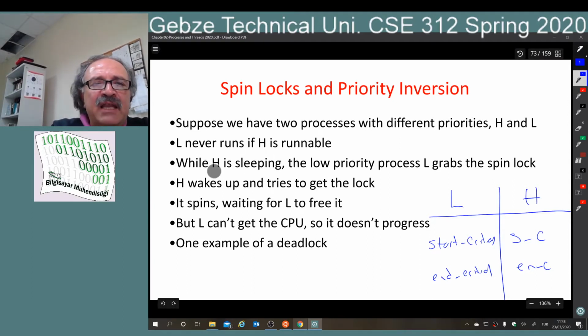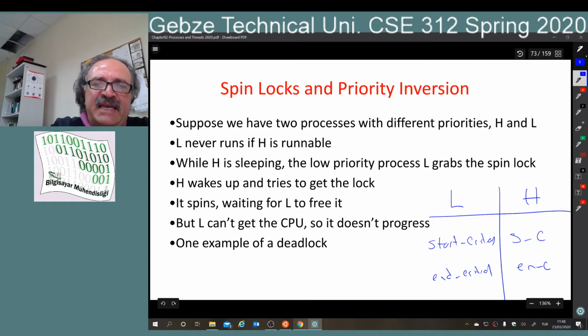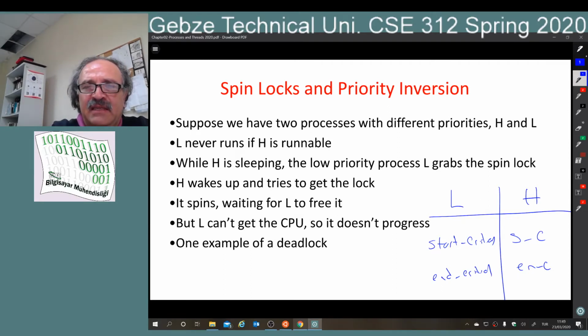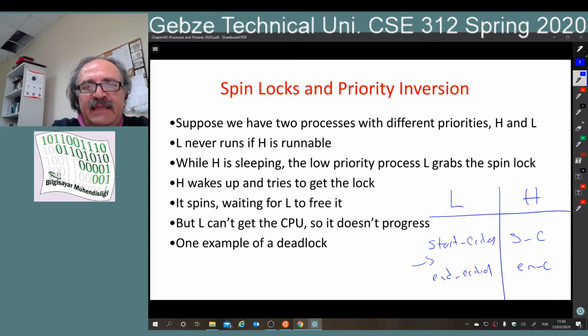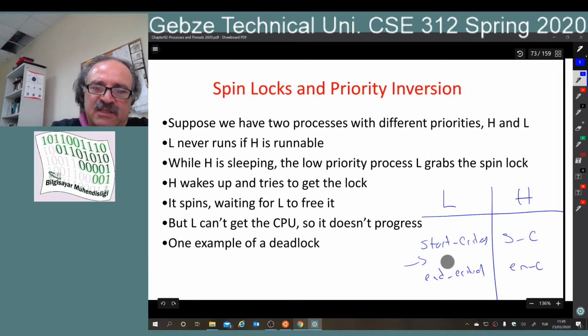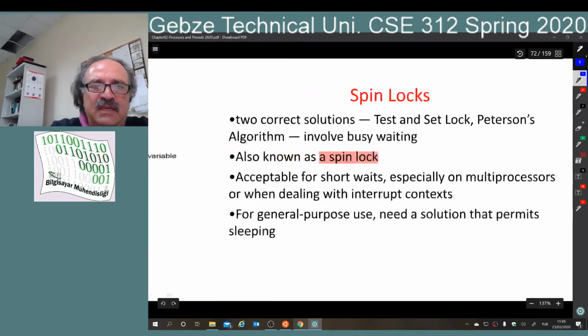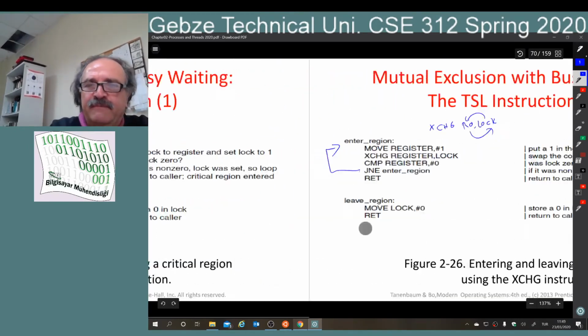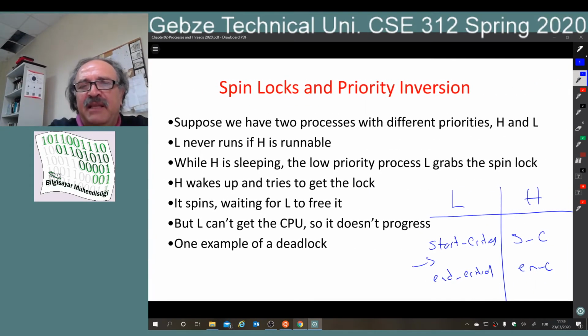Let's say while H is sleeping, the low priority process L grabs the spin lock. L says that I'd like to get the lock, and it gets the lock. It is inside this critical region somewhere, running the critical region. And then H wakes up while L is in the critical region. H tries to get the lock. It will say that I'd like to get the lock, and I am in a spin lock, in an infinite loop.